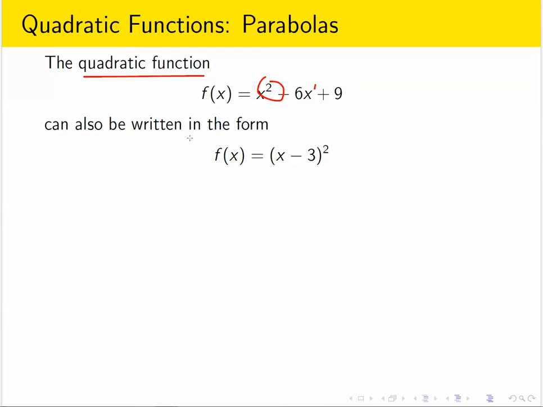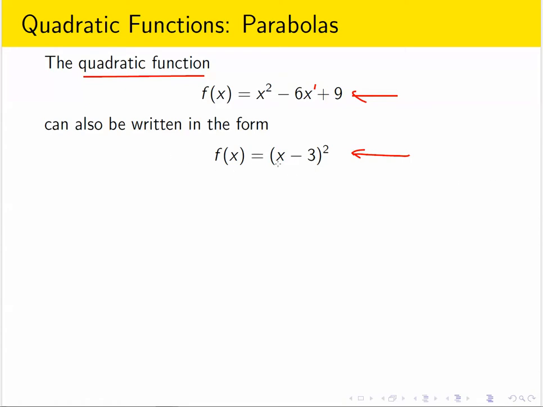There are other ways to write it, though. For example, if we factor the one that we're looking at here, you can write it in this form instead. So if it can be written like this, we call it quadratic, but it might be written a different way. And in particular, other ways of writing it might be useful for other purposes.